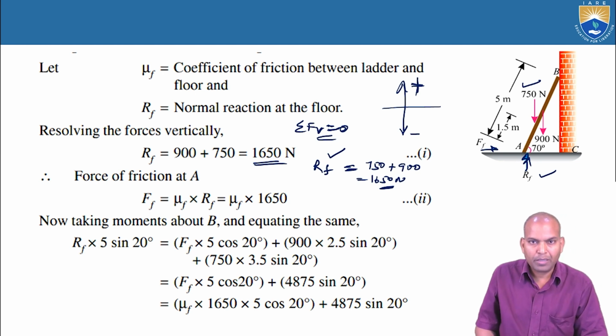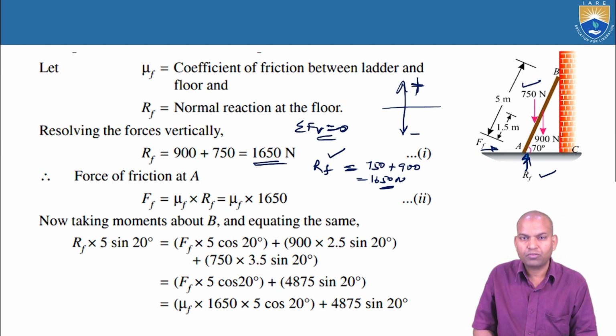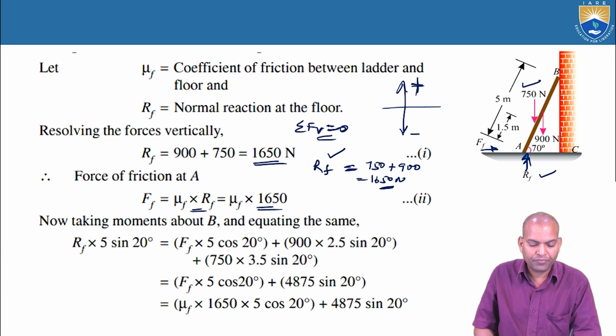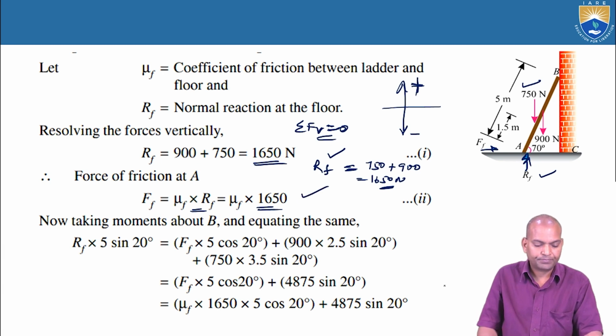Now, what about the maximum frictional force? That is FF equal to mu F times RF, that is mu F into 1650.